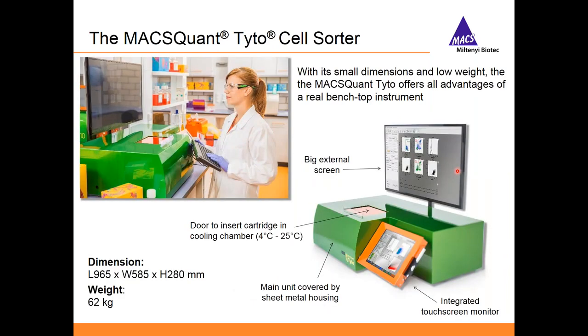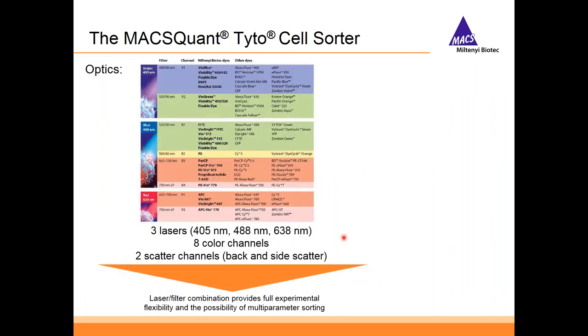First of all, the device itself has quite small dimensions, as you can see here, which is also not that common for cell sorters. So it's a benchtop instrument with a very small footprint. You find a big external screen on top of it, which makes it easy to set up your gating strategy and to check all your settings. We also have an integrated touchscreen monitor here for operation as well. The whole sorter is covered by a sheet metal housing, and you find this sliding door here for insertion of the cartridge into the instrument and into the cooling chamber here, which can be cooled down to 4 degrees Celsius.